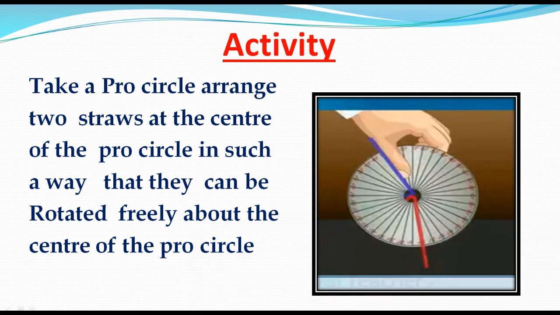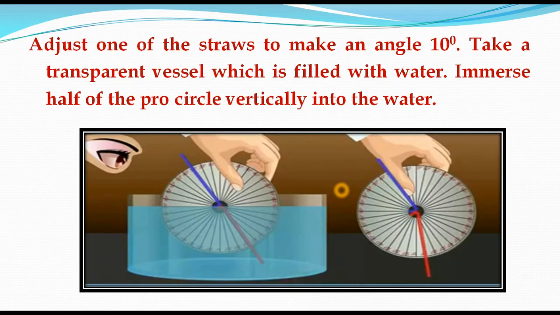So look at the picture. This circular disc is called a protractor circle. We took two straws shown by violet color and red color. You have to arrange the two straws at the center of the protractor circle as shown in the figure. Next, adjust one of the straws to make an angle of 10 degrees. Take a transparent vessel filled with water, and immerse half of the protractor circle vertically into the water.